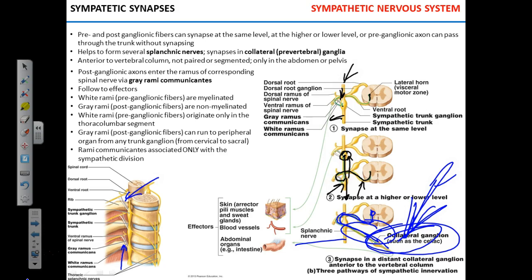What is the third option for preganglionic fibers? To bypass the sympathetic trunk and synapse with postganglionic fibers in collateral ganglia. Is that better?